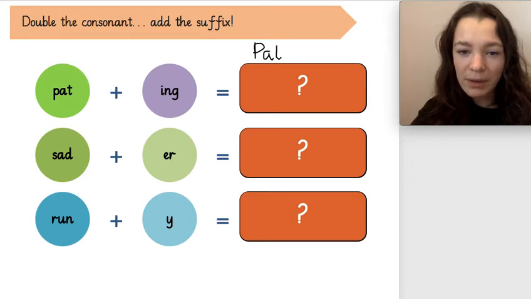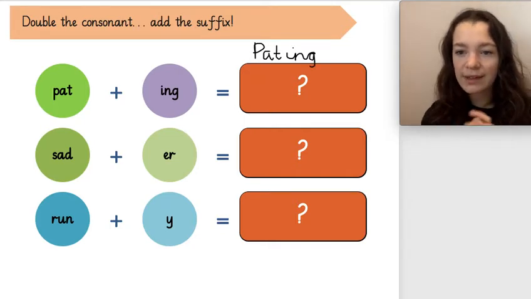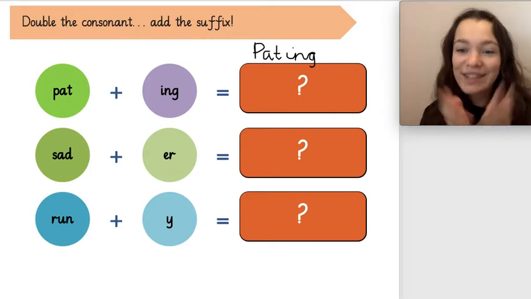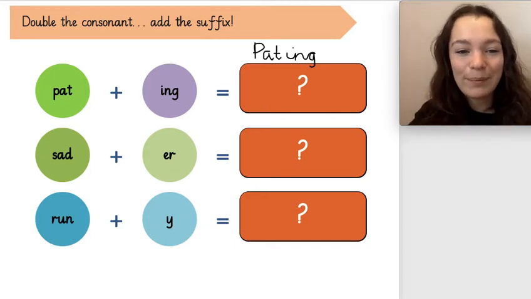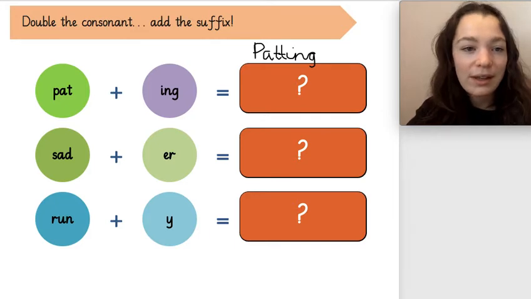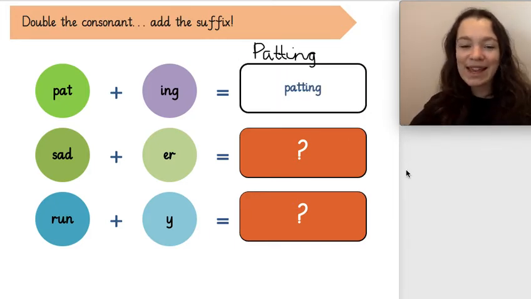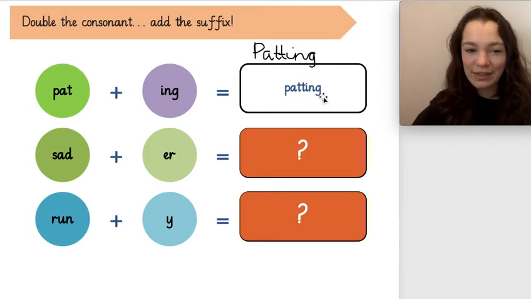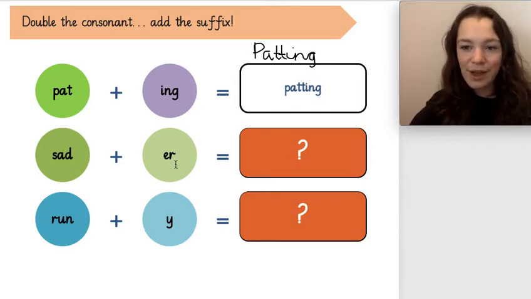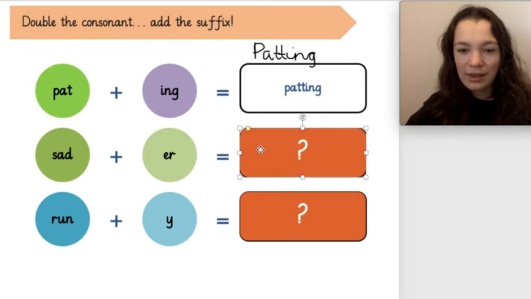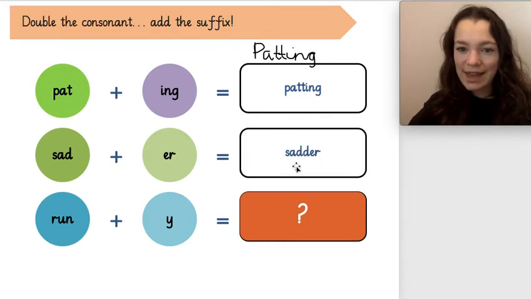Okay, so I've got my root word, pat, and I've got my suffix there. What's wrong with that? I need to double the last letter, don't I? Pat. I need to put 2 T's. Let's have a little look. Let's see if I got that right. Yes, patting. Double the last letter, add the suffix. Sad plus er is going to get me sadder. I doubled that D at the end.